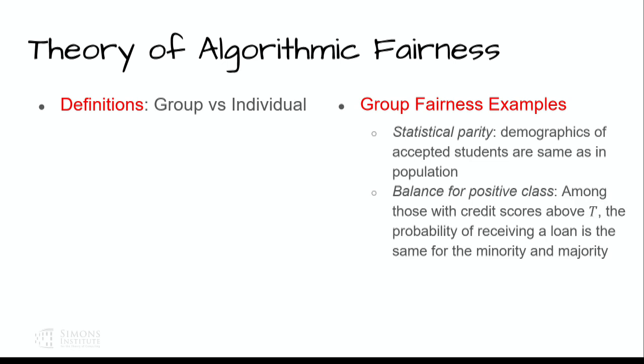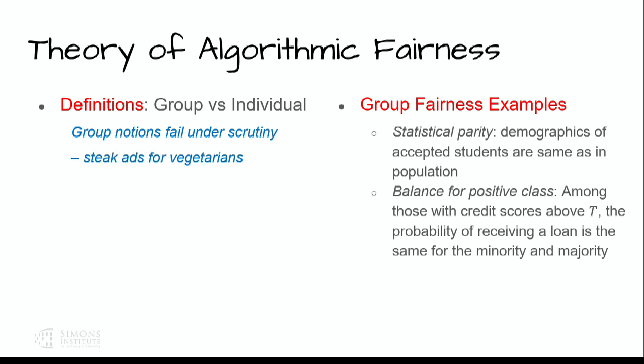And another example might be balance for the positive class. Among those with credit scores above some threshold value T, the probability of receiving a loan is the same for the members of the minority group as for members of the majority group. So among qualified candidates for the loan, the probability should be the same. This is a very reductive statement, but basically there are many ways in which group notions fail. And so here are a few examples.